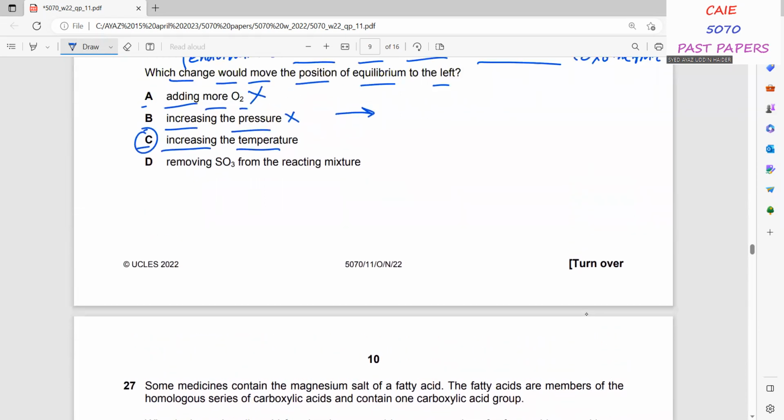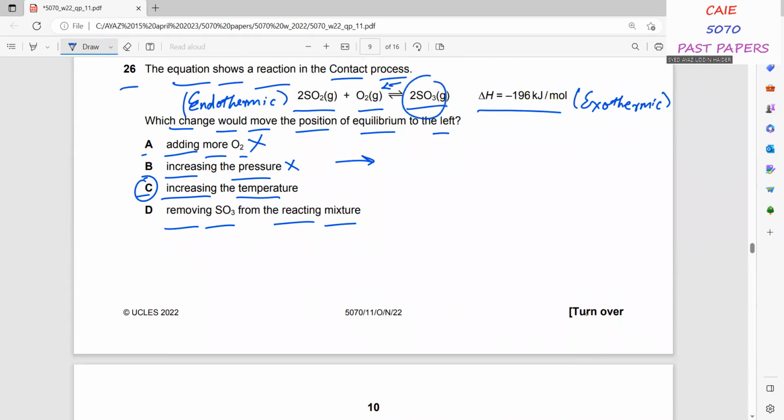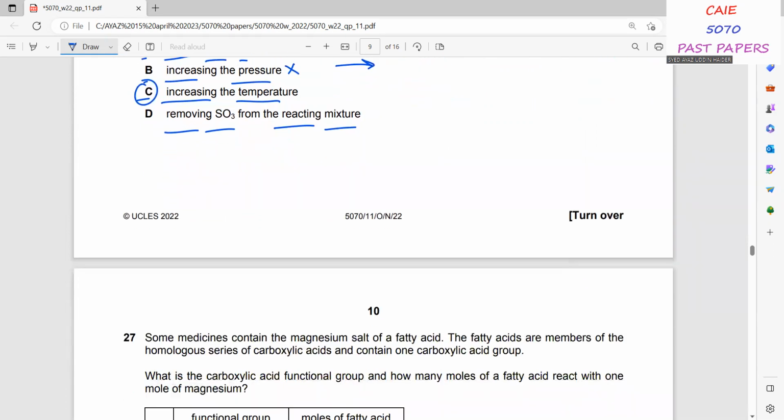For convenience, I am reading the last statement also, removing SO3 from the reaction mixture. This will move the equilibrium to the right hand side. If you decrease the amount of SO3, automatically the equilibrium will shift to the product side.